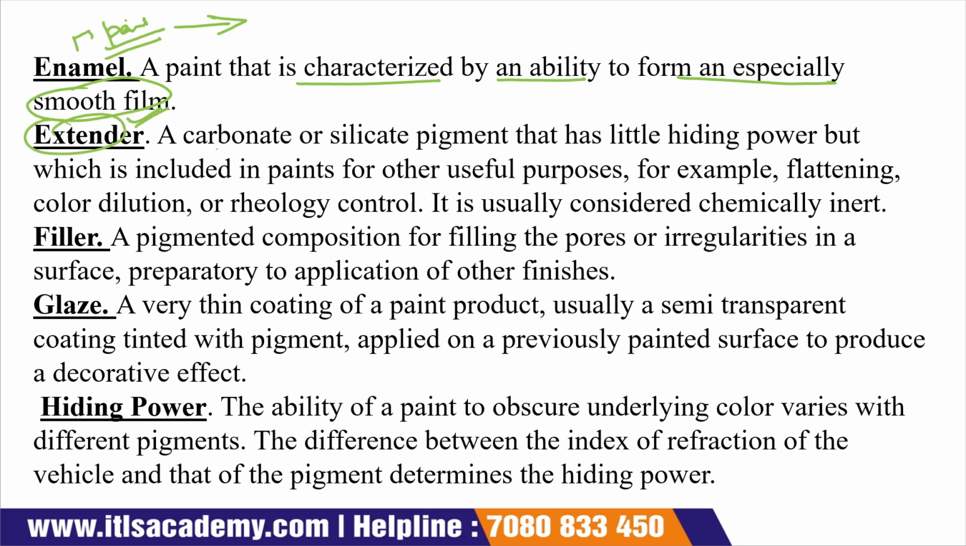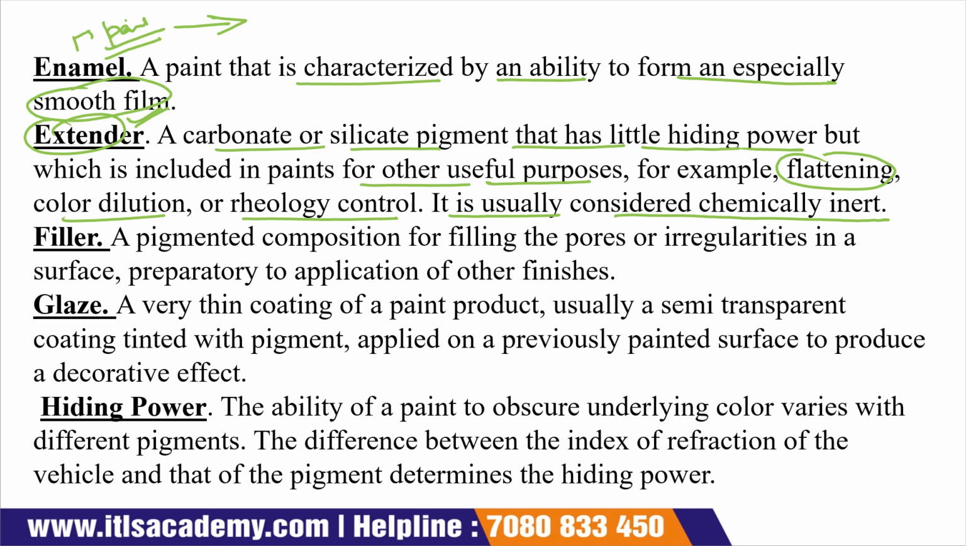Extender: a carbonate or a silicate pigment that has little hiding power. Extenders are carbonate or silicate pigments which have little hiding power but which are included in a paint for other useful purposes, for example flattening, color dilution, and rheology control. It is usually considered chemically inert.